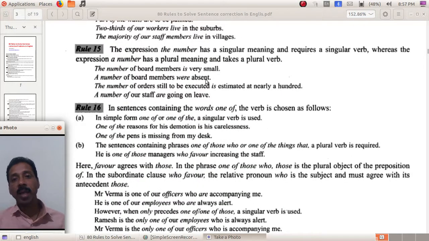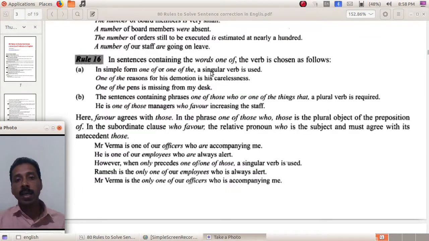The expression "the number" has a singular meaning and requires a singular verb, whereas the expression "a number" has a plural meaning and takes a plural verb. So, the difference between the number and a number. The number, singular verb; a number, plural verb. The number of board members is very small. If it is the number, singular; if it is a number, plural is to be used.